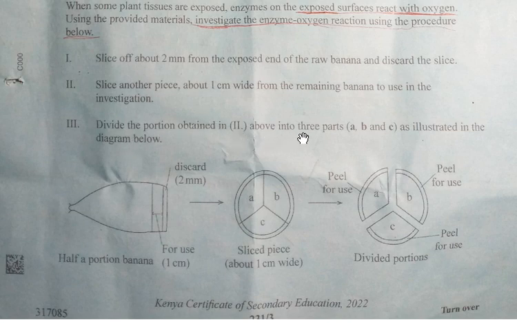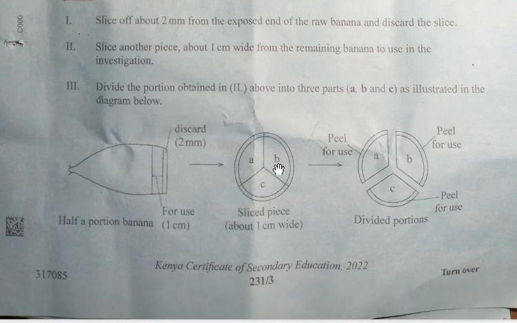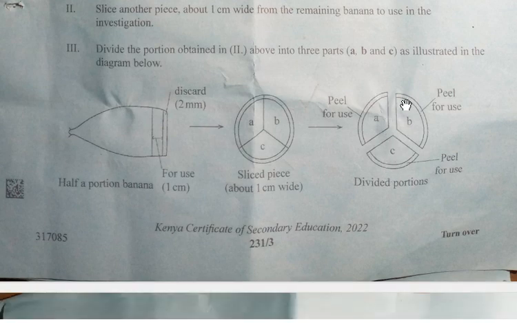divide the portion obtained in 2 above into 3 parts, A, B, and C, as illustrated in the diagram below. You can look. This is the sliced part in Roman 2. You divide it into 3 portions, that is A, B, and C. The A, B, and C portions are here for use.